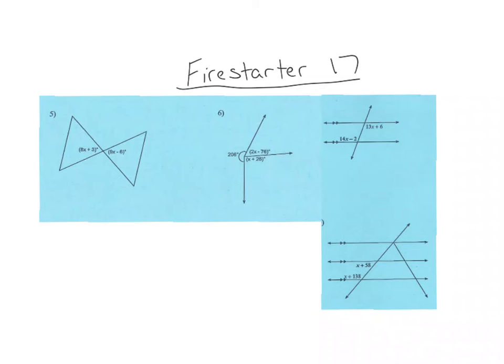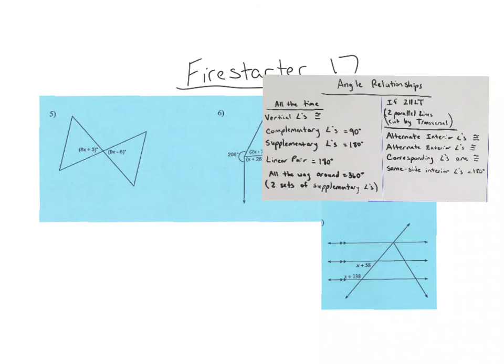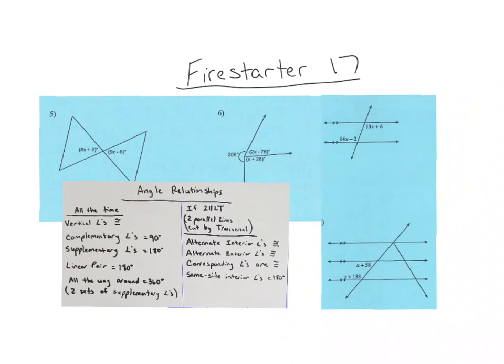So Firestarter 17 is all angle relationships. So if you don't remember about angle relationships, I just put up there, this is from the hint page. So I'm really only focusing on this little piece of the hint page, where it says angle relationships. Remember, all the time, you don't have to have two parallel lines cut by a transversal. So remember, right here, this is two parallel lines cut by, and this is the transversal.